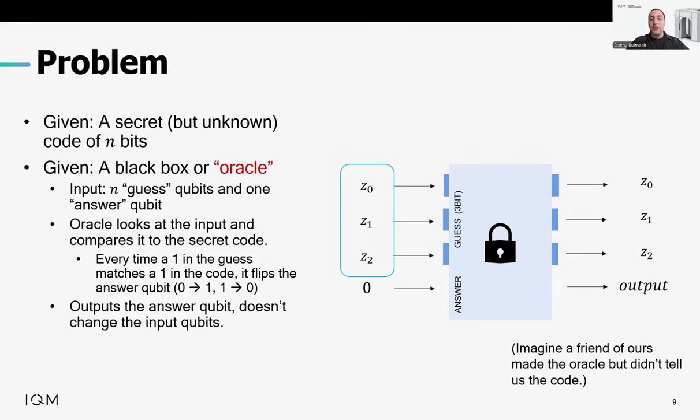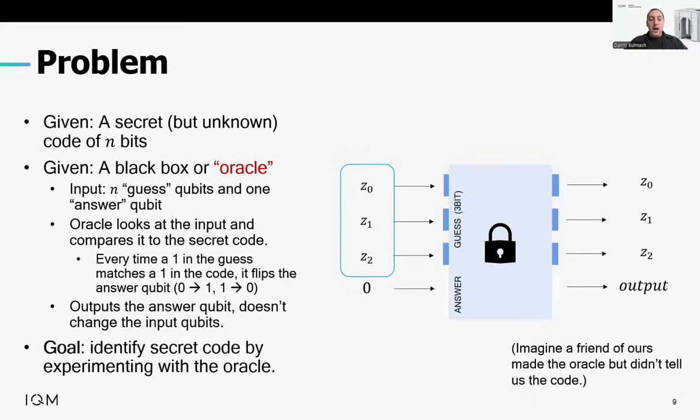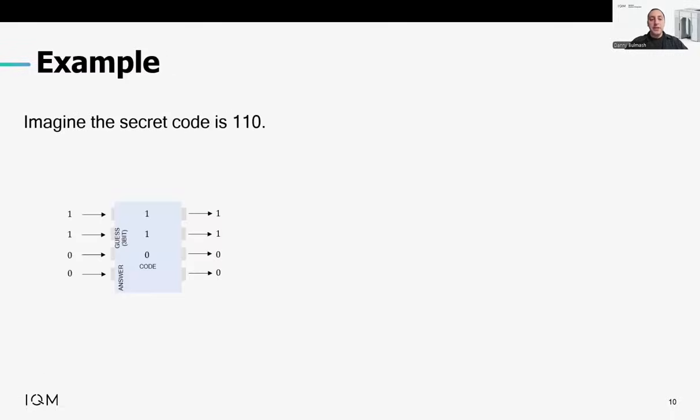The important thing to know for the moment is that the oracle is going to take in these input qubits, compare them to the secret code, do something to the answer, and spit out the answer qubit and the input qubits. So the goal of the problem is to identify the secret code by experimenting with the oracle, because nobody's told us the secret code. We just know that there is one. So let's see this a little bit more concretely. Imagine that our secret code is 110.